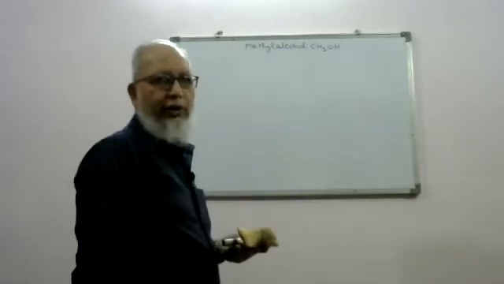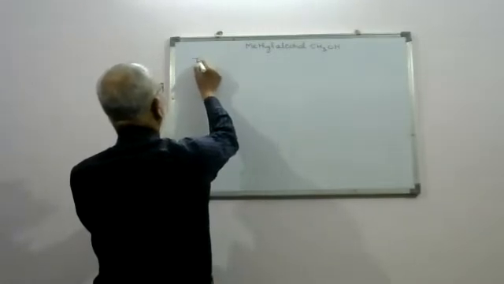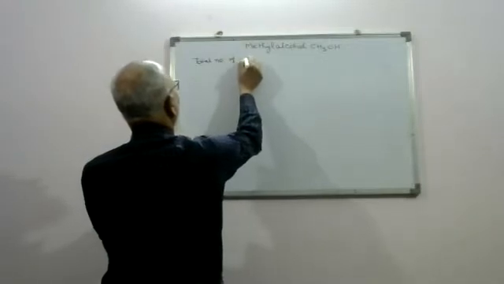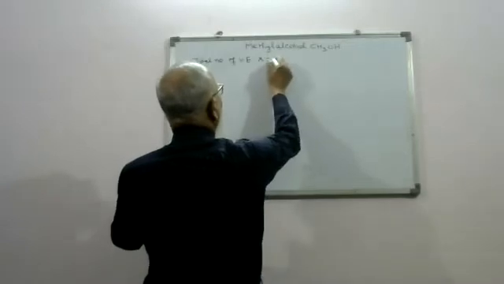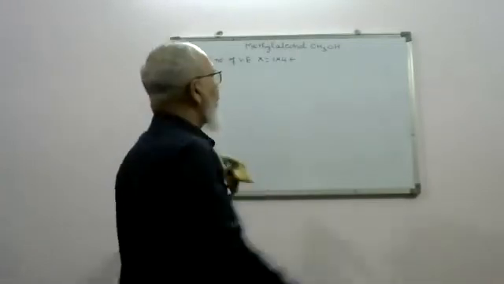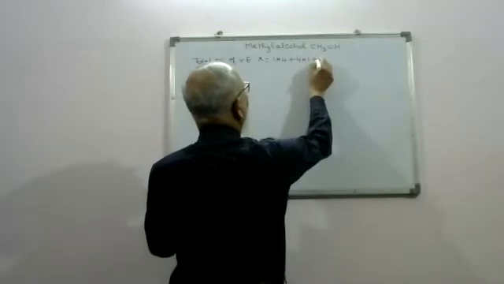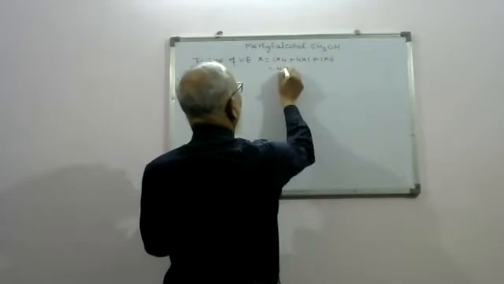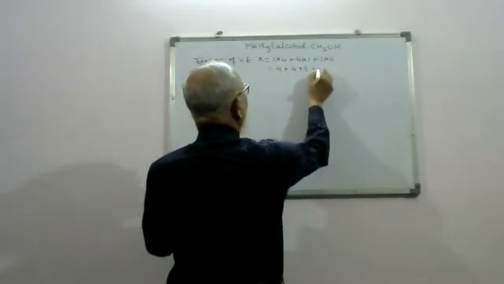And in order to draw the Lewis dot structure, first you calculate the total number of valence electrons X. This is equal to 1 into 4 for carbon, plus there are 4 hydrogen atoms, 4 into 1, plus 1 into 6. This will be equal to 4 plus 4 plus 6. This is equal to 14.